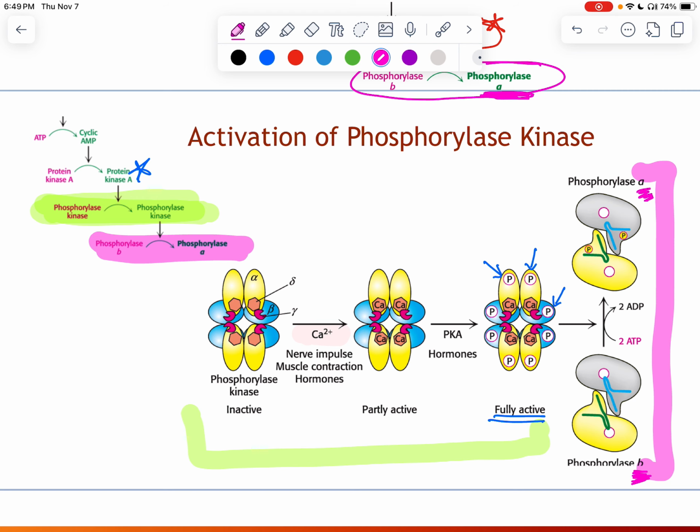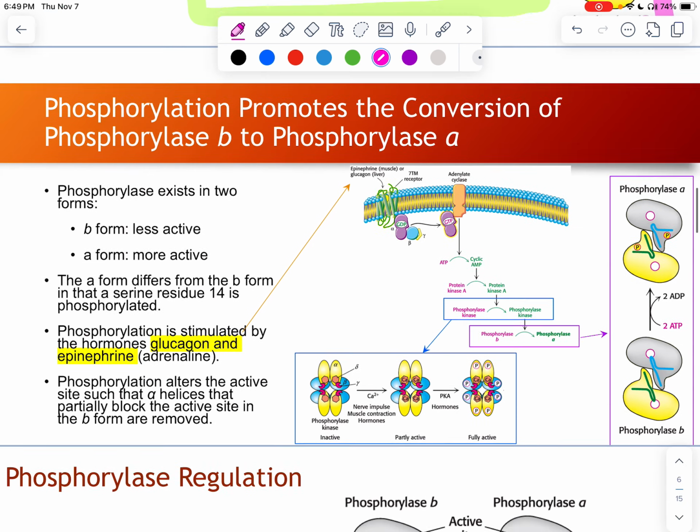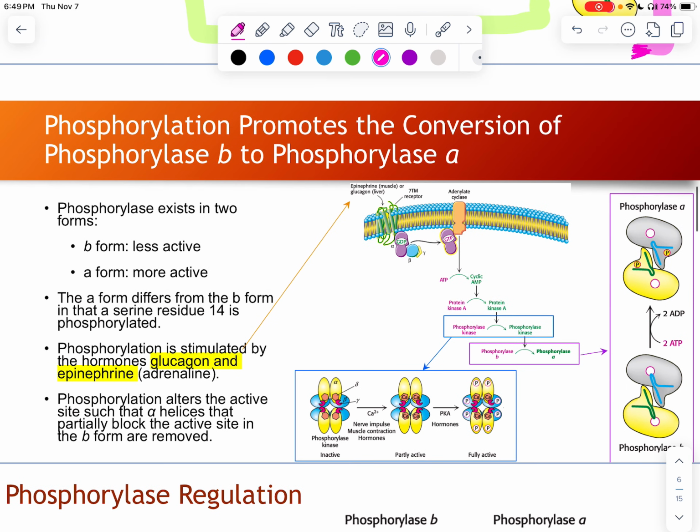Let's go to this next slide first. This is like everything on one slide. So this is kind of what we just said, although I didn't talk about this top part, so let's look at that. Phosphorylase exists in two forms. The B form is less active, the A form is more active.